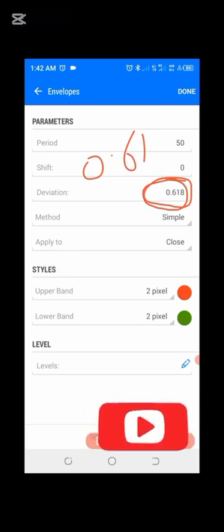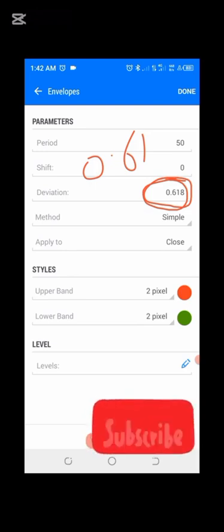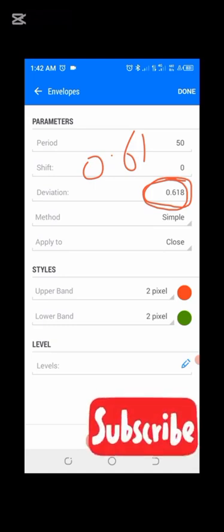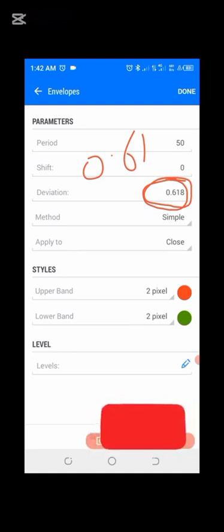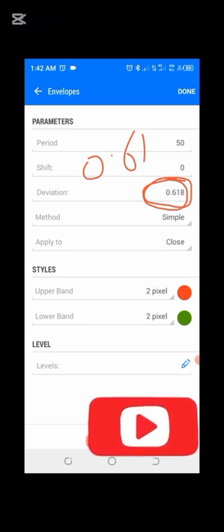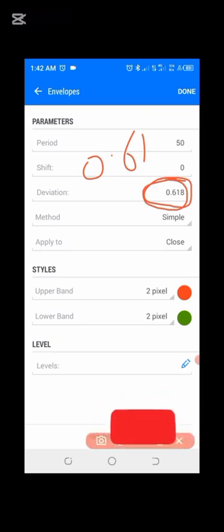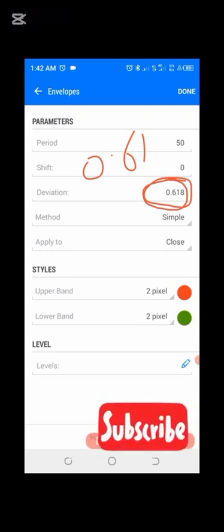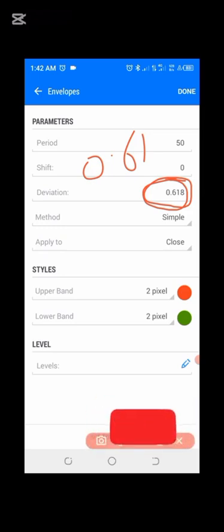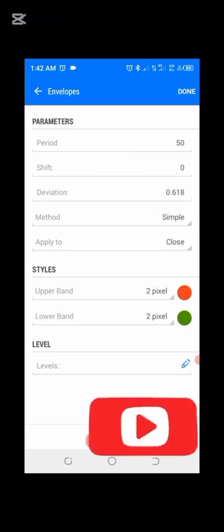So guys, the method is simple: apply to close, upper band is going to be 2 pixel, lower band is going to be 2 pixel. Then for the upper band, the color is going to be red, because we'll sell at the red. Then the lower band, the color is going to be black, because we actually buy in the lower band. So once you are done, you click on done.